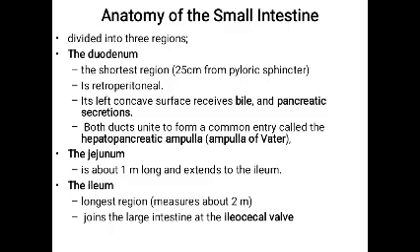The jejunum is the second region of the small intestine. It is about 1 meter long and extends to the ileum. The third one is the ileum, the longest region, measuring about 2 meters. It joins the large intestine at the ileocecal valve.